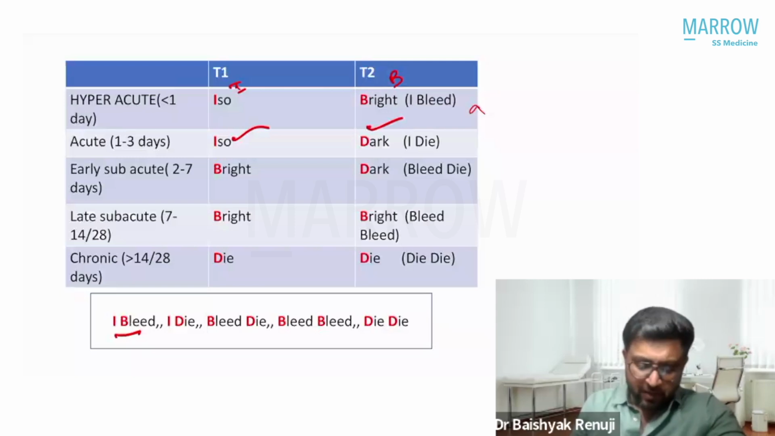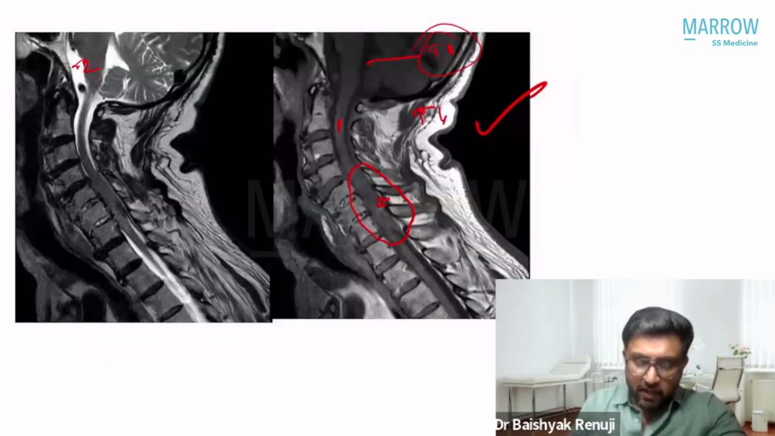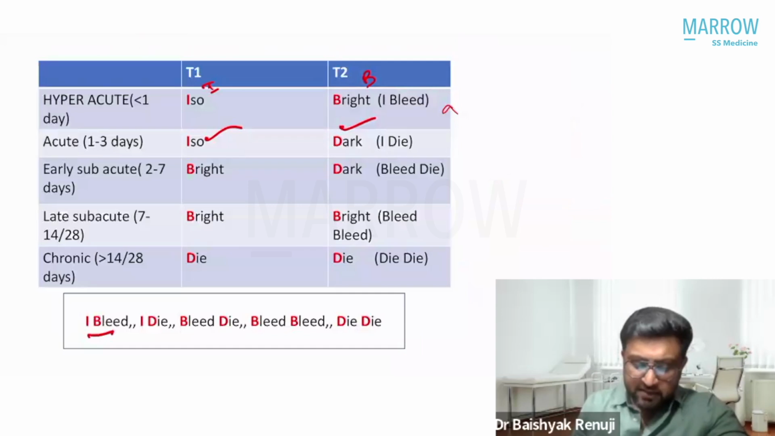So look at our image. This is the T1. It is dark with some hyperintensities. T2 also is dark. So both are iso-intense and dark. That is acute, almost 1 to 3 days. That was actually the age of the bleed.